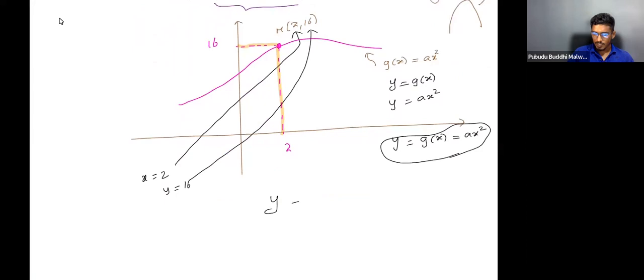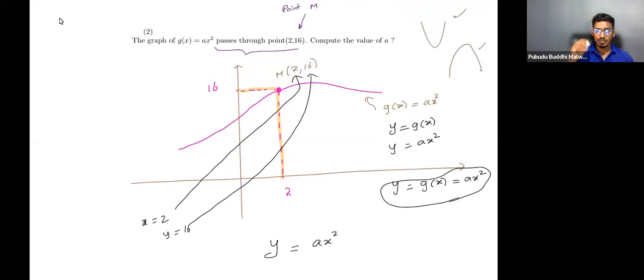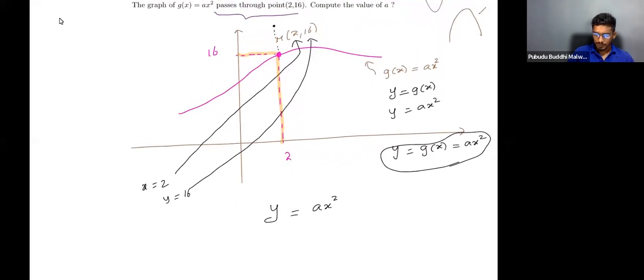y equals ax squared. We are allowed to use that. Why? Because that point is on the curve. Otherwise, we can't use that. For example, you can't use (2, 18) because that point is not on the curve, clearly above the curve. Right? So that's the idea. So let me replace y by 16 and x by 2.